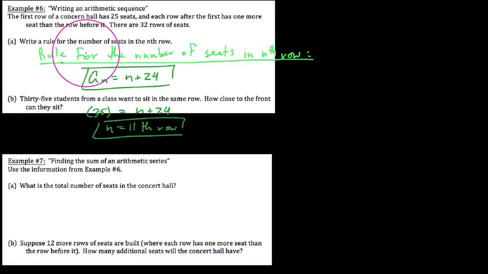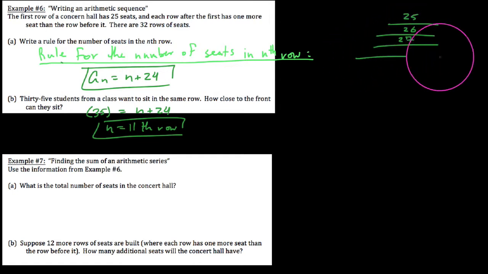In my last video, we were concerning ourselves with a concert hall that had 25 seats in the first row and then one more seat in every row after that. So essentially we say 25 seats in the first row, the next row would have 26, the next row would have 27, and the next row would have 28, and so on and so forth. And we were told that there are 32 rows of seats total.